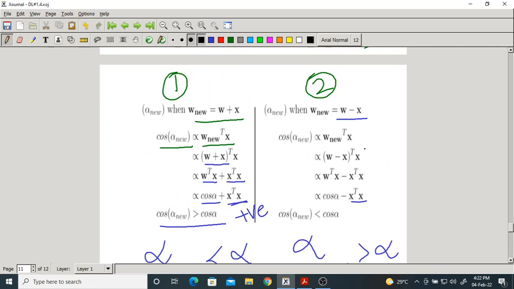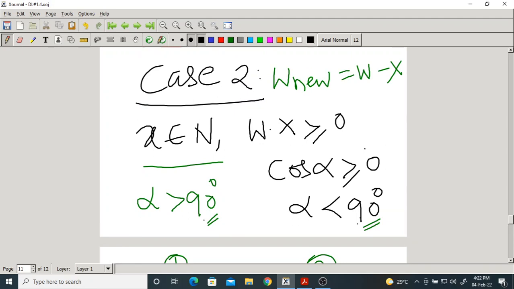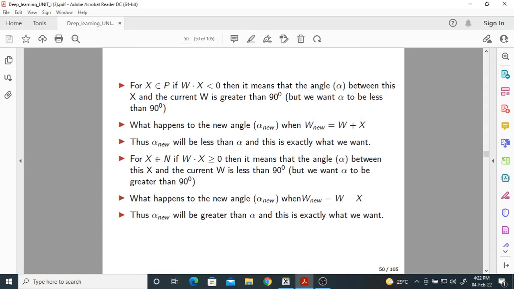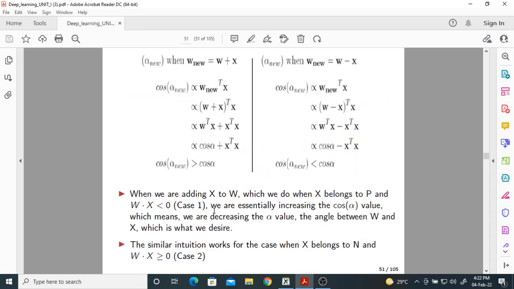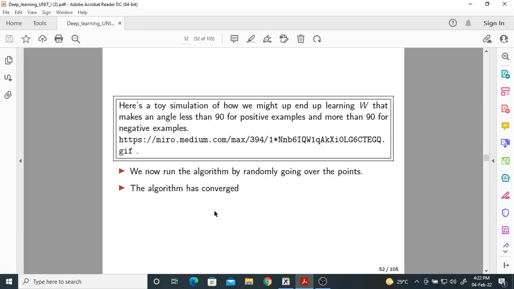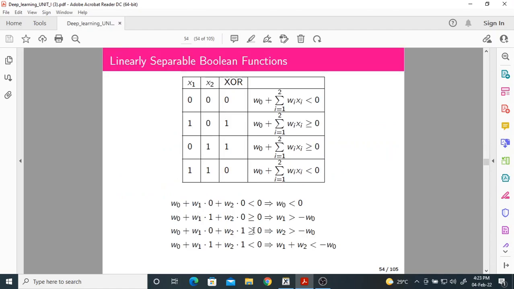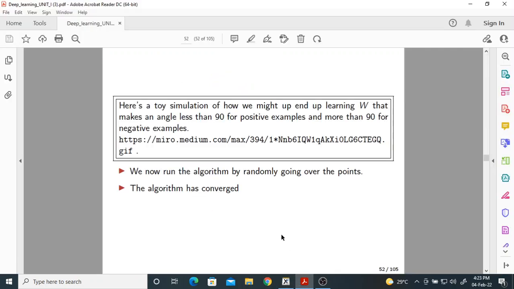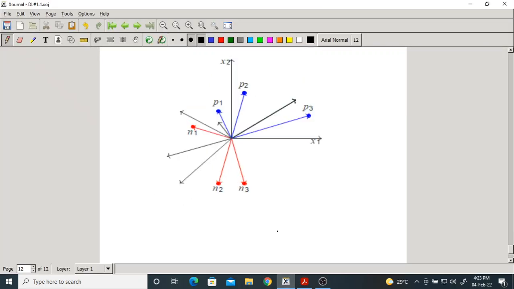So we continue like this until we get a convergence. The cycles will repeat until we get a convergence. So that is how our new updation works. Now let us see a toy simulator. How does it work? How do we update the vector W? How do we correct the errors?